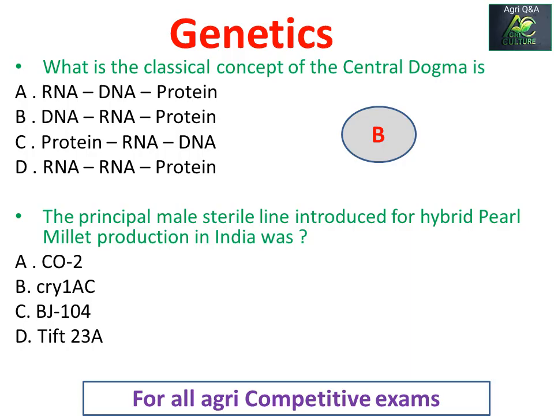Next, the principal male sterile line introduced for hybrid pearl millet production in India was. Options: A. CO2, CRY1 AC, BJ104 and TIFT 23A. And the answer is TIFT 23A.